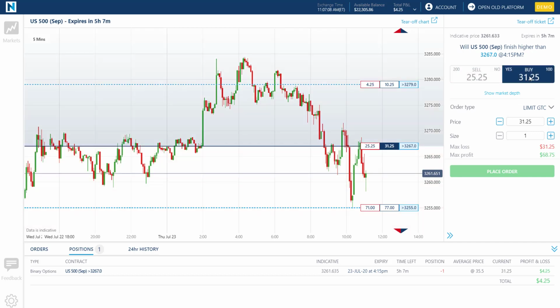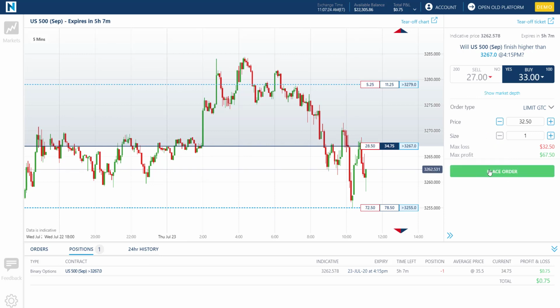To close a short position, you'd simply buy it back at the current market price. The easiest way to do this is to simply click on your open position in the positions window to populate an order ticket to reverse out your trade.